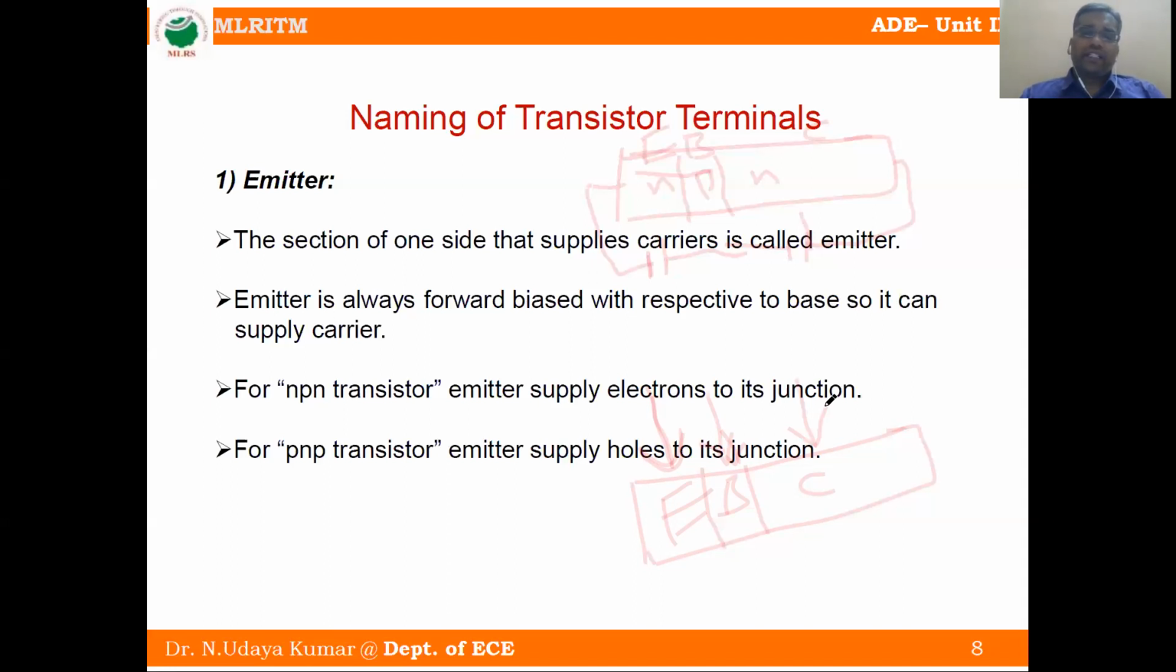Now we will see the sizes. Emitter is medium in size. Collector is large, as you can see by looking at the diagram, a large space. Emitter size is medium, and base size is very thin, meaning very small. Okay, that is the size. So this is the doping, and this is the size.